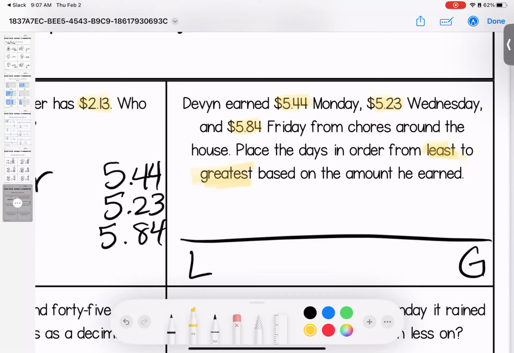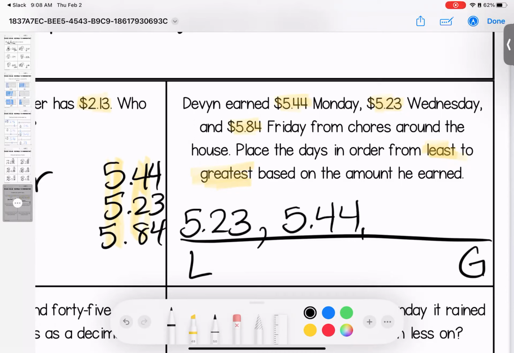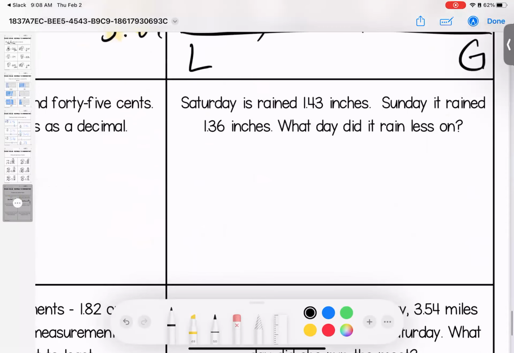And I want to compare them just like any other number. These 5s are the same. Coming over here, 2 is the smallest. Then 4 is the smallest. Then 8 is the smallest. So least to greatest is 5 and 23 hundredths, 5 and 44 hundredths, 5 and 84 hundredths.